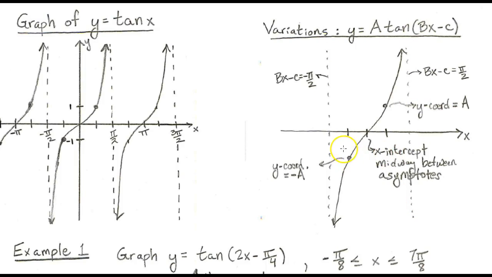Then I'm going to break that up into quarters, and at the quarter and the 3/4 point, the y-coordinate on the right side will be a, and the y-coordinate on the left side will be minus a. Of course, if a was a negative value, it would be reflected about the x-axis, and the minus a would be up here, flipped. All right, the x-intercept is midway between the asymptotes, just like it's midway between the asymptotes over here.